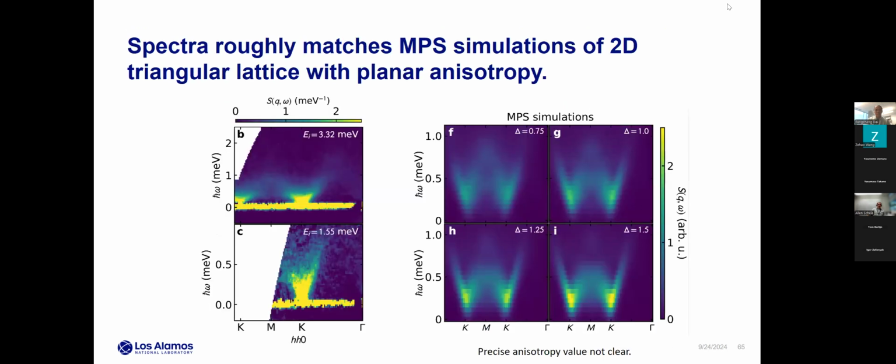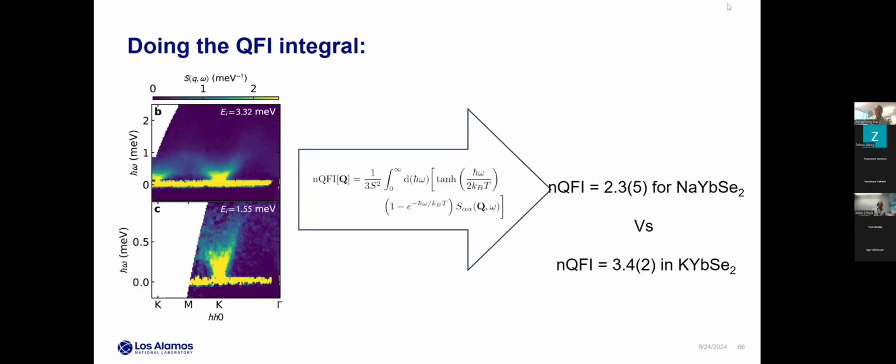Next slide. And just as a sanity check, we compared this with some of the matrix product, or in other words, DMRG calculations coming from Joel Moore's group. But this time we asked them to add some planar anisotropy, because this seems to be there in this material. And in a rough way, you can see that we see a pretty close resemblance to what the theory predicts. Next slide, please. We then did our entanglement analysis again, doing the QFI integral. In this case, we found QFI is 2.3 for sodium ytterbium selenium 2, which is lower than what we saw in the potassium compound. Next slide, please.